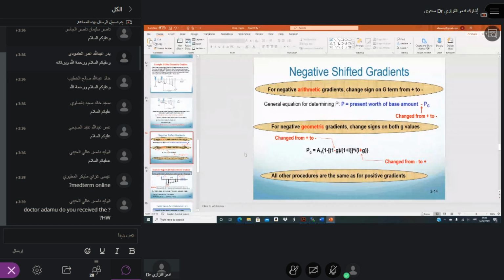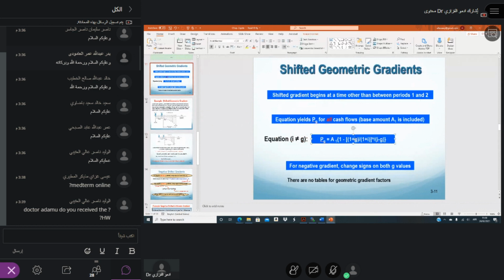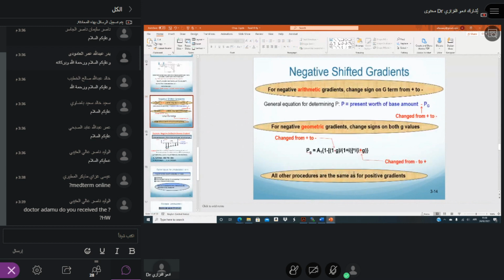You use the same formula that you used before, but only the signs for the gradients will change. So in the formula before, this place is positive. Now you will replace it with a negative sign, because it's a negative gradient, and this is negative in the other formula, you put positive, and that is it. All other procedures are the same as for the positive gradient. So you use the same procedure that you used before for positive gradients.